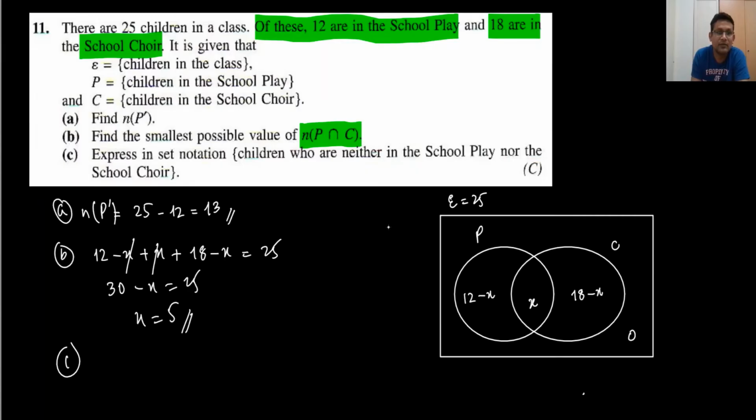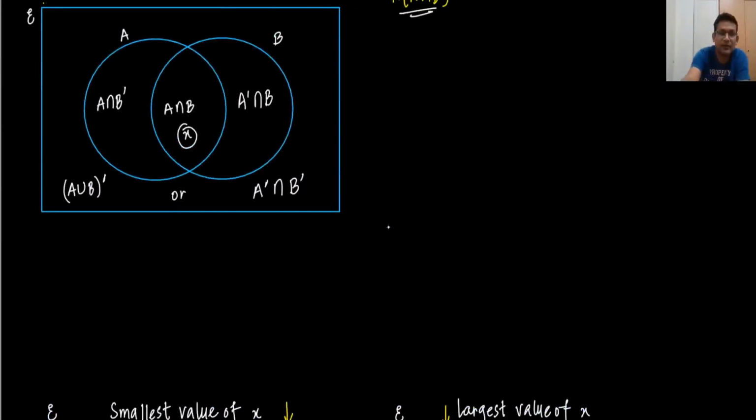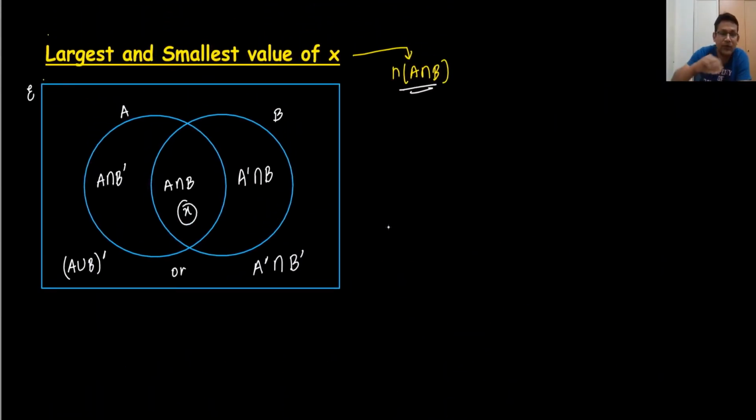Part C is about expressing in set notation the children who are neither in the school play nor in the school choir. Like the outside, we have to write. I told you this is set for this part. I have made it fixed. You can check, we are talking about this area. You can write this answer or you can write this answer, it is up to you. There is no problem.